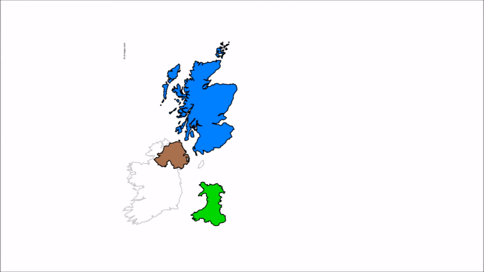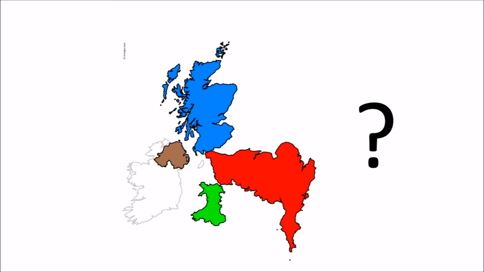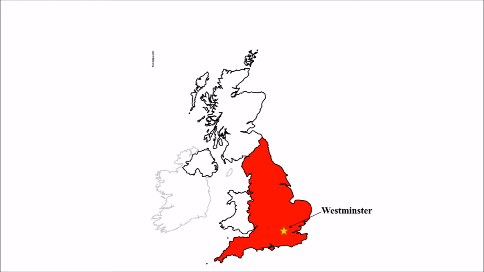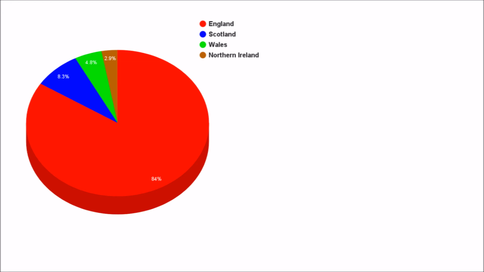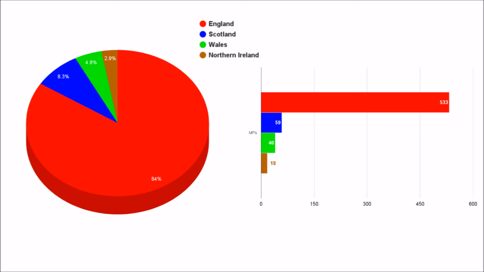Wait a minute, how does England fit into all of this? So, unlike the other 3, England doesn't have its own government. It's ruled directly by the UK Parliament in Westminster. Over 84% of the UK population lives in England, and 533 out of the 650 MPs represent constituencies in England.